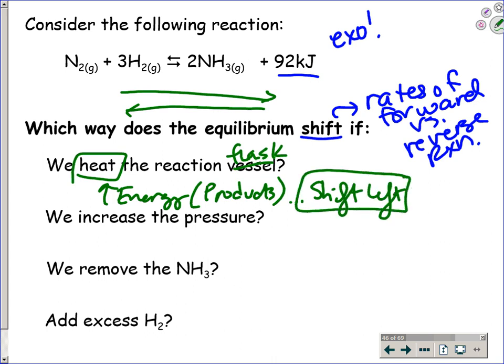And what does that do for me? If I shift left, it consumes reactants or products.